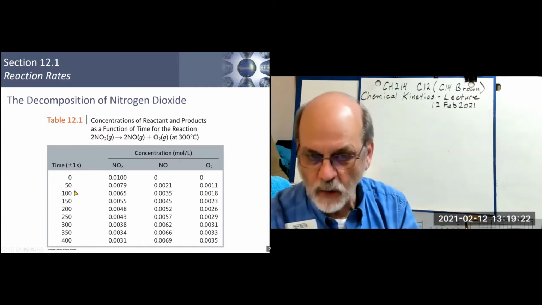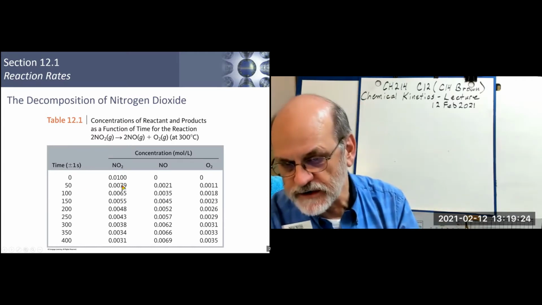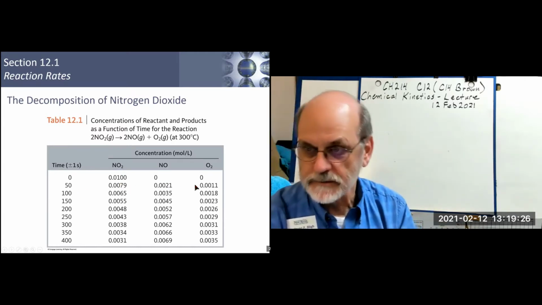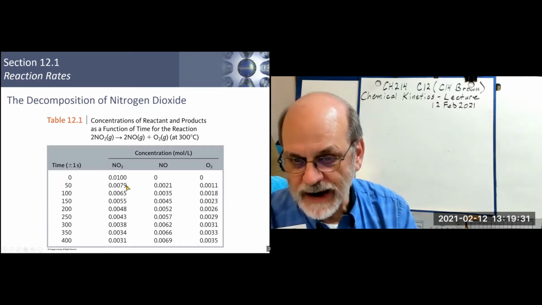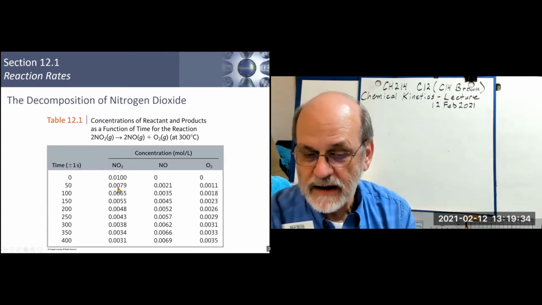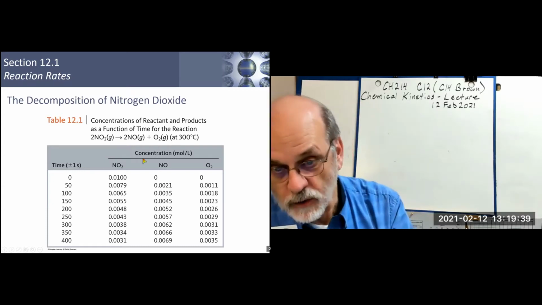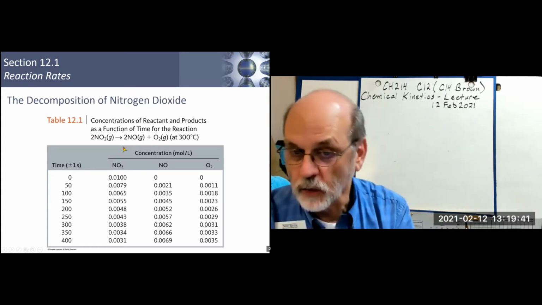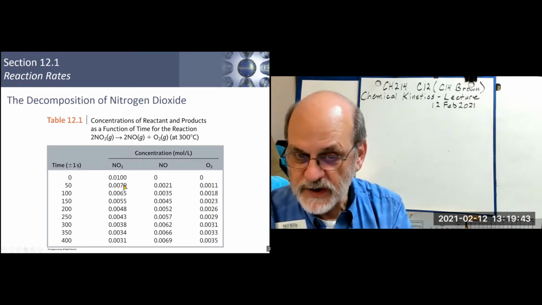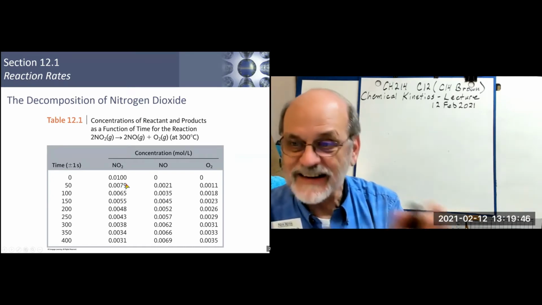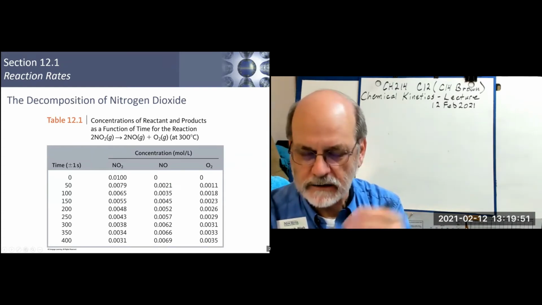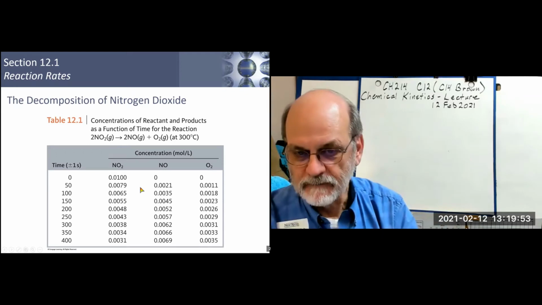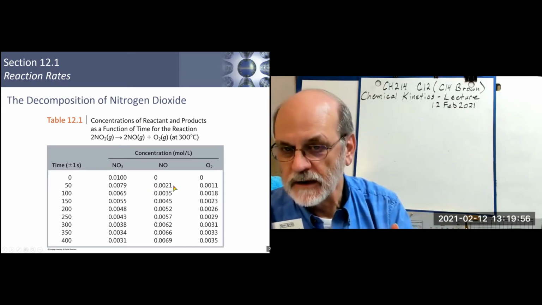And then over time, you watch it, and you see that this one decreases, and these two start to increase. Okay, and notice that as this one decreases a certain amount, it decreases by 0.0021. Well, the ratio is 2 to 2, or 1 to 1. So as this one disappears in that amount, the exact same amount shows up over here as a product. Right, so that's 1 to 1 or 2 to 2.